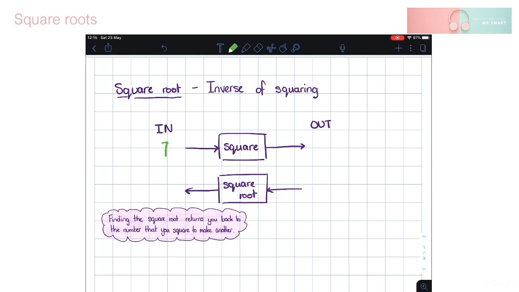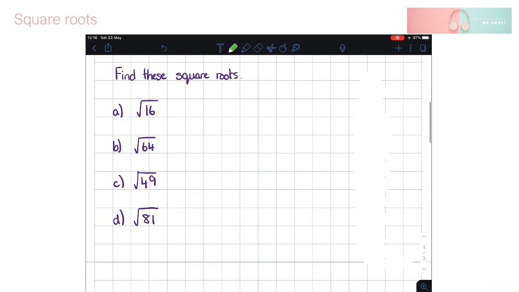So if I was to place 7 into this function machine, and we were squaring the number inside, that means we're doing 7 multiplied by 7, so 7 multiplied by itself, and that gives me 49, okay? And so square rooting is the process that takes me back to the original number that's squared to make it. So if 49 goes into this machine, the number that comes out is the number 7. So finding the square root then returns you back to the number that you squared in the first place to make another one.